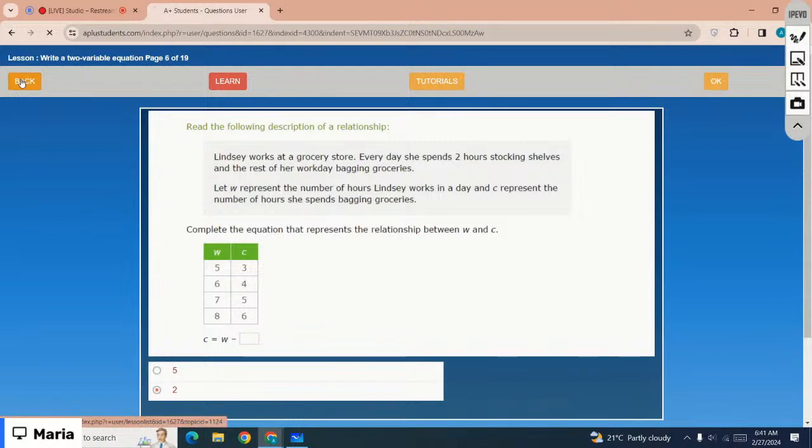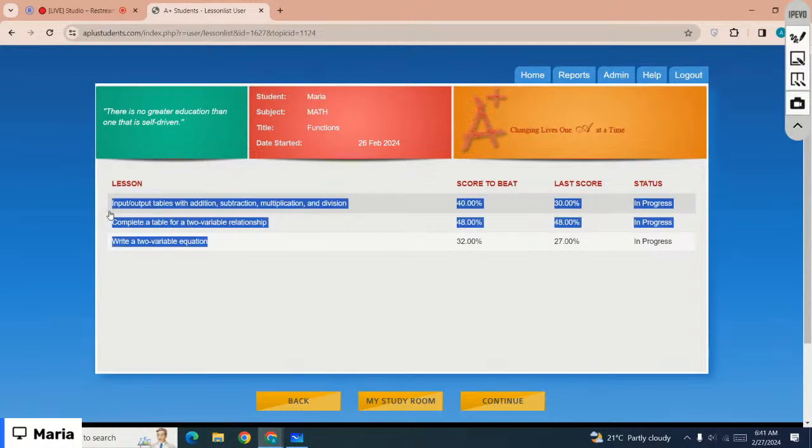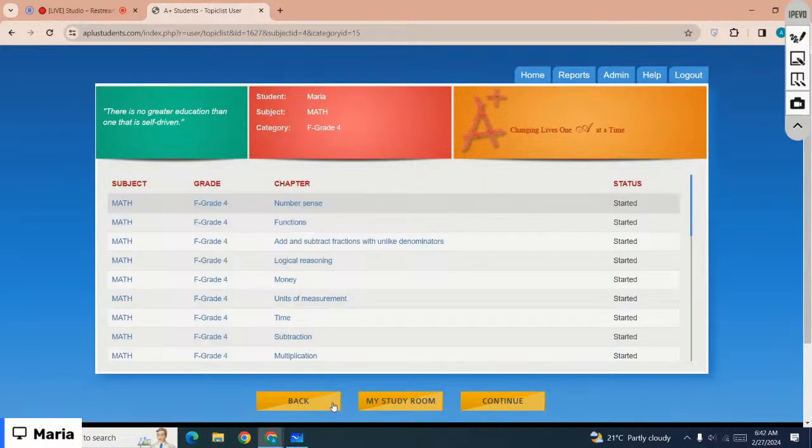So we were working on grade 4 math. The chapter we're working on is functions, and the lessons we have covered today are input output tables with addition, subtraction, multiplication, and division, complete a table for a two variable relationship, and the one we just finished is write a two variable equation, right? So please make sure before the next session you complete all the practice questions for the lessons we did today. That is your homework until the next session, right?